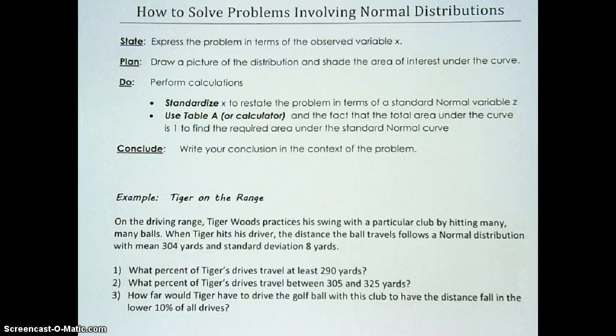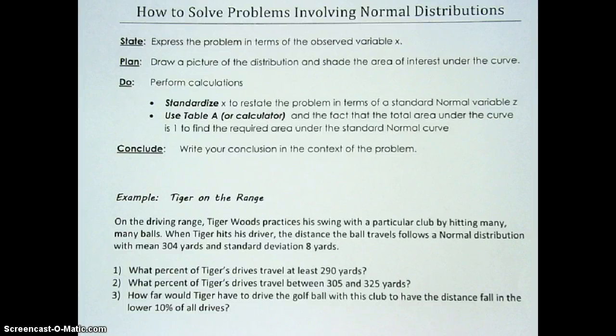For state, we're going to express the problem in terms of the observed variable x. In other words, we're going to define our variable. In the planning stage, we're going to draw a picture of the distribution. We're going to shade the area of interest under the curve. Do, perform all calculations. We're going to standardize x, change it to a z-score, and we're going to use table A, or a calculator, to help us find the area required. Conclude, as always, write the conclusion in the context of the problem.